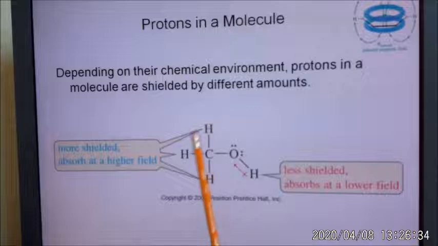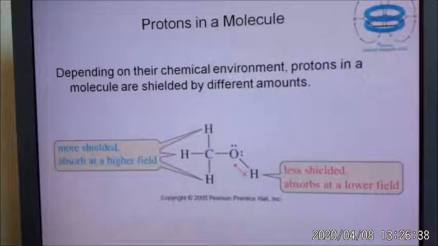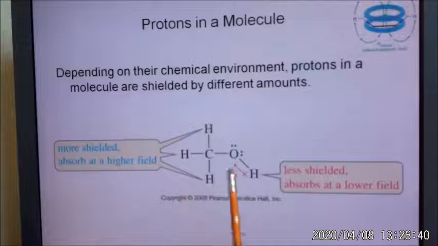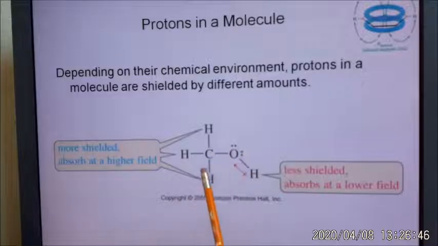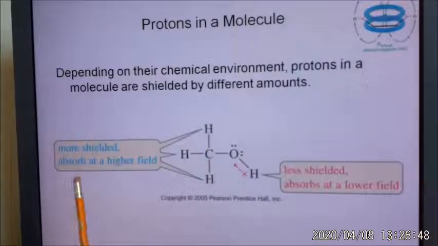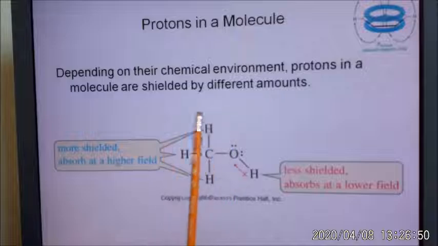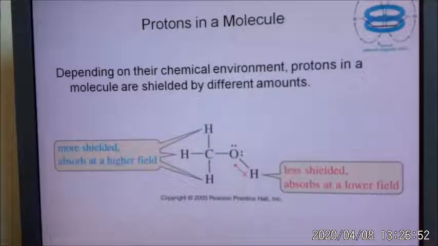These protons are adjacent to a carbon. Carbons have more electrons around them than a proton does, and carbon is not electronegative like oxygen is, much less. So when it's exposed to my magnetic field in NMR, it's going to absorb at a higher field because it's more shielded. I need to compensate for it more.